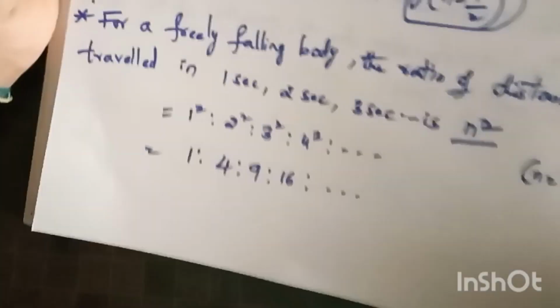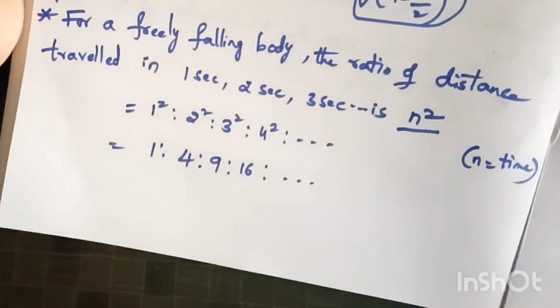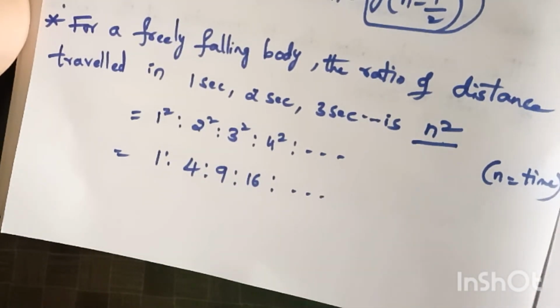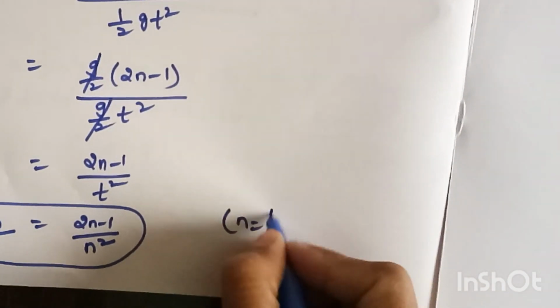For the first second, second, third second, the time will be n square. So here, in place of t, the time, I am taking n. I am considering t as n, n equals t, the time.